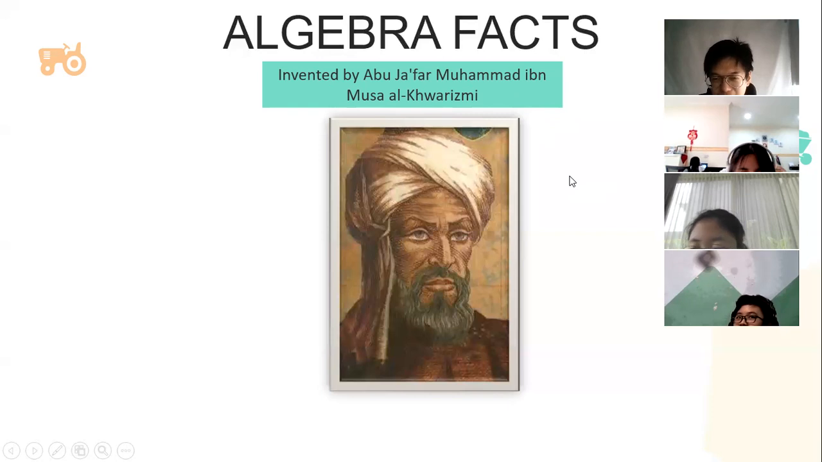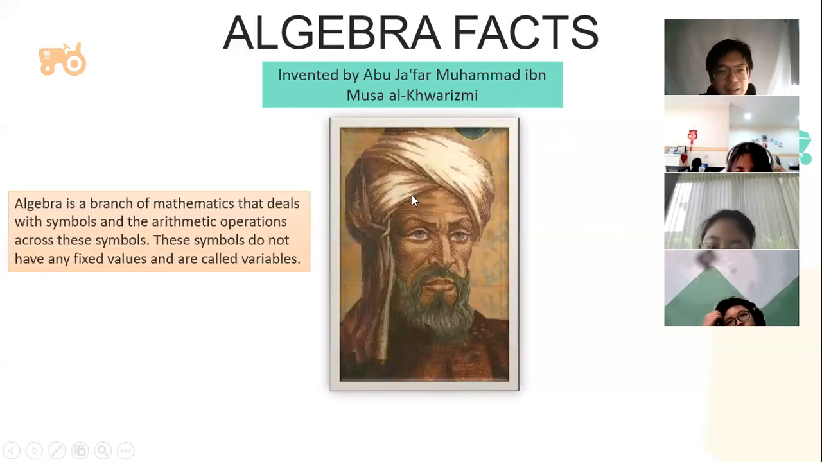Okay, this is the one Muslim guy in, I think it's in Arabian or Greek. No Greek. Kalau Greek mah Yunani ya. Either in Arab or in Egypt. I forgot. Okay, this is a branch of math that deals with symbols, and the arithmetic operations across these symbols do not have any fixed value and are called variables.